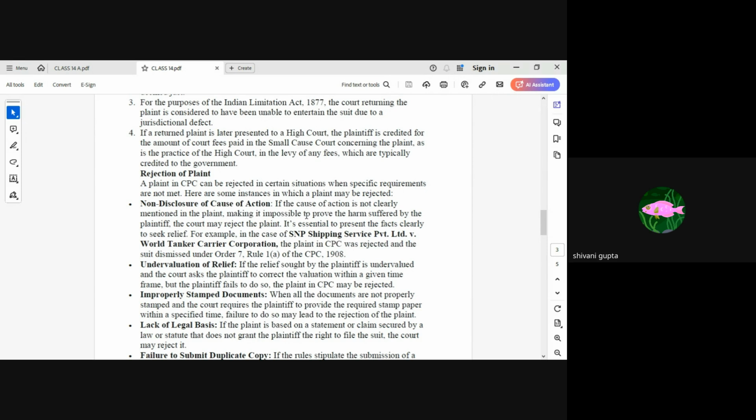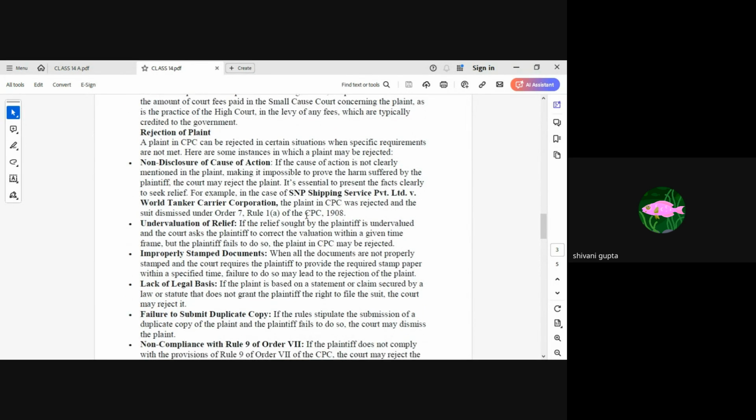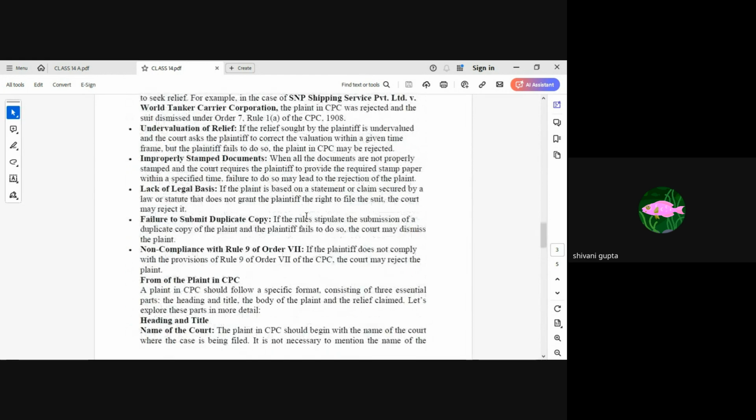So next is the undervaluation of the relief. Next are improperly stamped documents, lack of legal basis, failure to submit duplicate copies, and non-compliance with Rule 9 of the CPC. Now these are certain aspects, and there is another thing: the plaint is not verified on oath. So if the plaint is not verified on oath, then also the plaint is rejected.